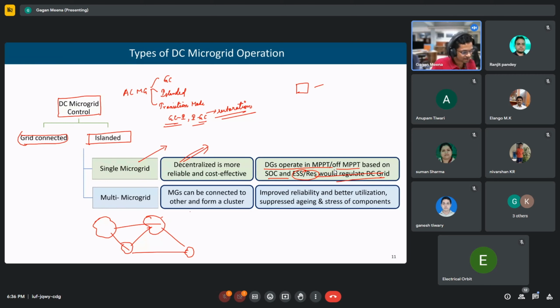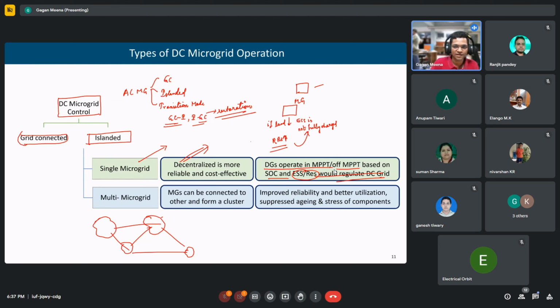So what will be the advantage? The advantage for this over a single microgrid is that, suppose this is one microgrid, if the load is very less and energy storage is not fully charged, and RES is generating more, then what can be done? The excess generation can be used to charge the battery.